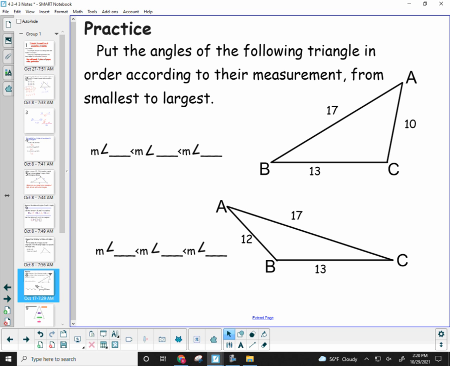Okay, so what do we get for the first one? What's our order? BAC, and what's the second one? CAD. Is that okay?